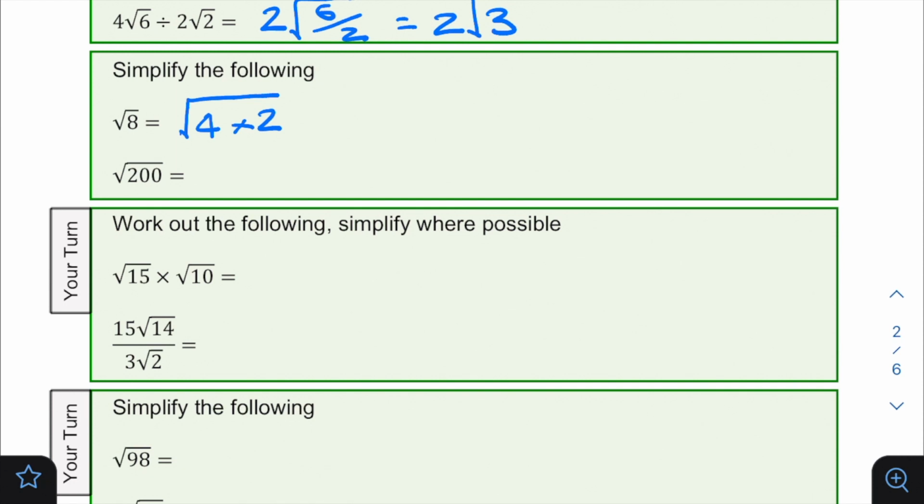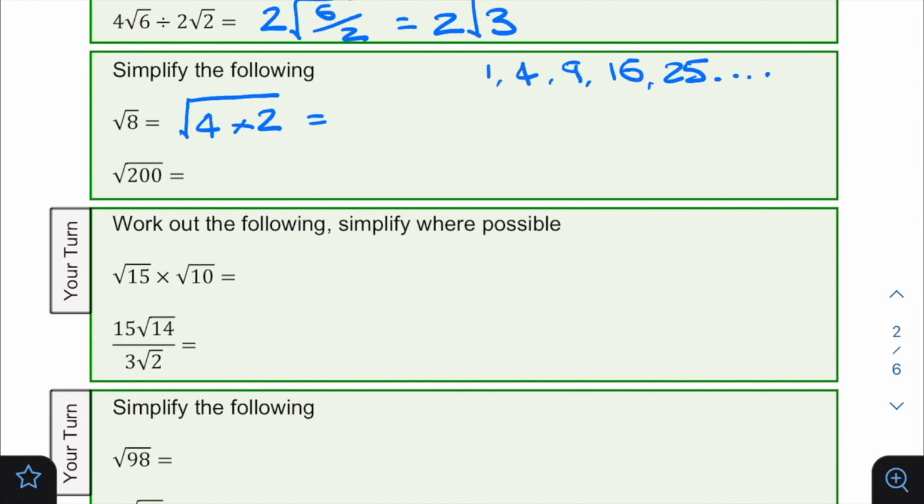If you're struggling a little bit to think of these square numbers, just remember your square numbers. 1 squared, 1 times 1 is 1. 2 squared, so 2 times 2, that's going to give us 4. 3 squared, going to give us 9. 4 squared, 16. 5 squared, 25, etc., etc. Think about them like that.